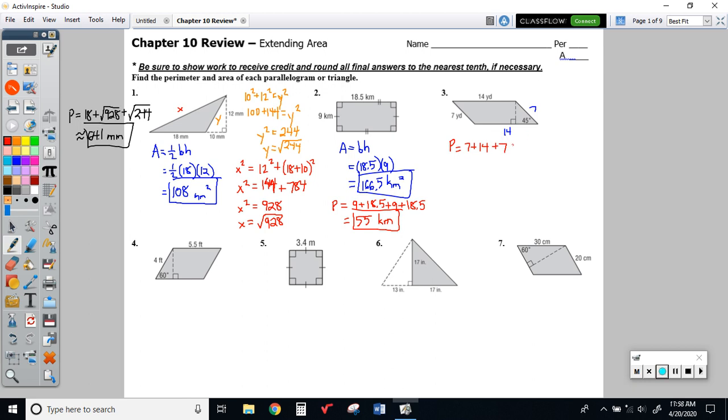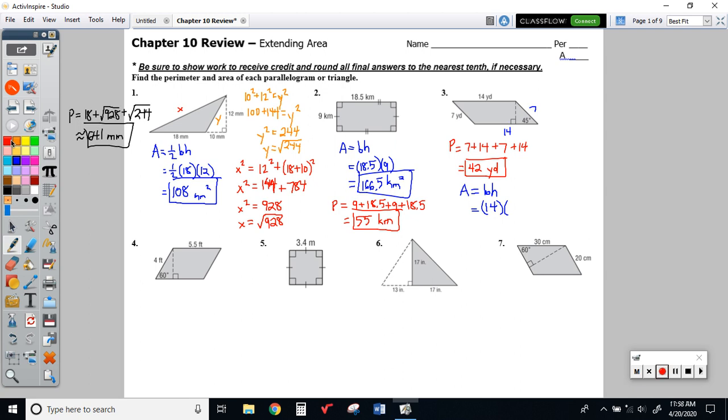So I would have these things all added together, and it looks like that'd be 42, and yards is my unit. So 42 yards for the perimeter of that. The area of this is going to be base times height. That's the formula for any parallelogram. Looking at the base, that's going to be 14. The height is the perpendicular part to the base. So we would have 14 times whatever that height is.